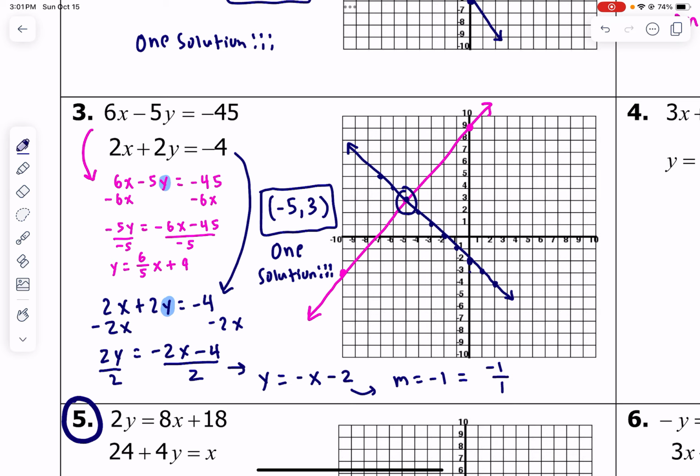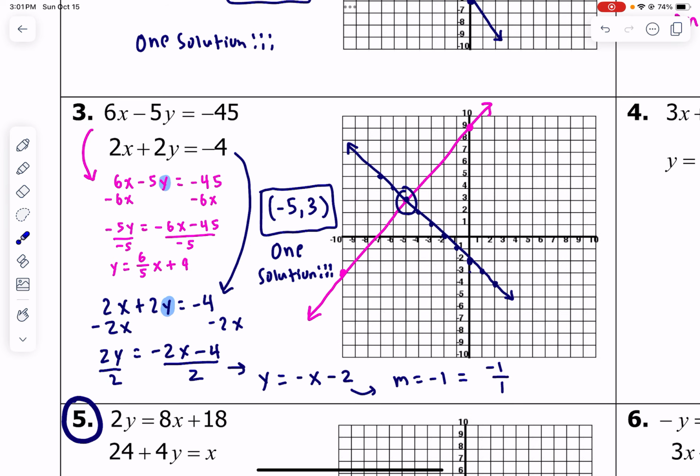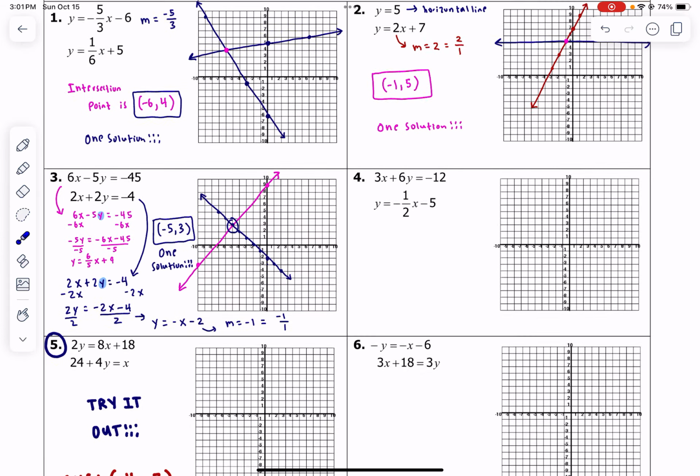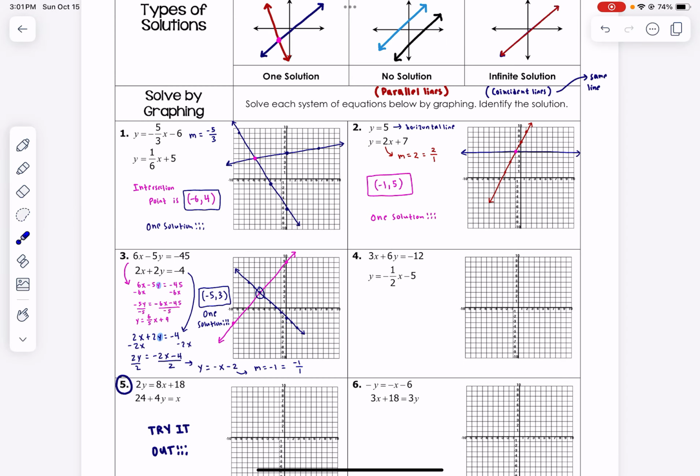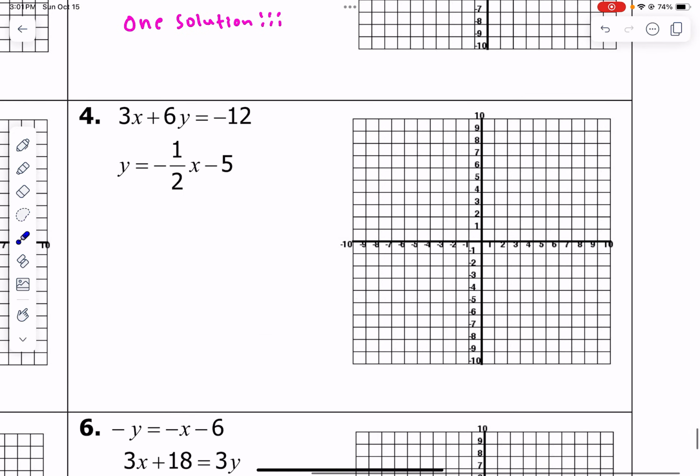For example number 3, once again, the hardest part of these is to be able to solve for y, which is what we did here in this whole process. After you solve for y, you can then go ahead and graph it and see if they intersect or not. So notice in examples 1 through 3, we only had one intersection point, which gave us only one solution. So let's go ahead and look at example number 4. This one is a bit different case.